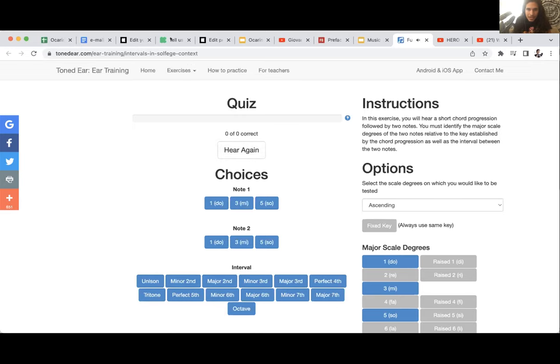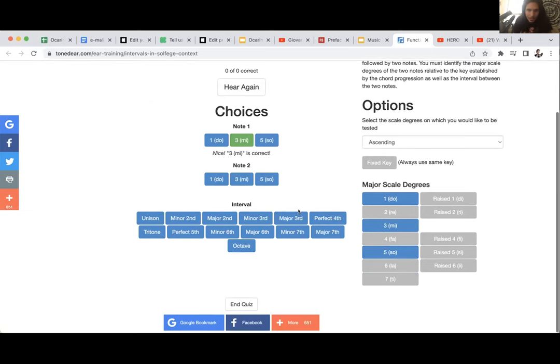You guys tell what that was? It is a third. Does anyone know what kind of third it is? Yep, it's a third. It is a minor third. Mi sol. It goes from mi to sol, so it's a minor third. Okay, let's do another one.